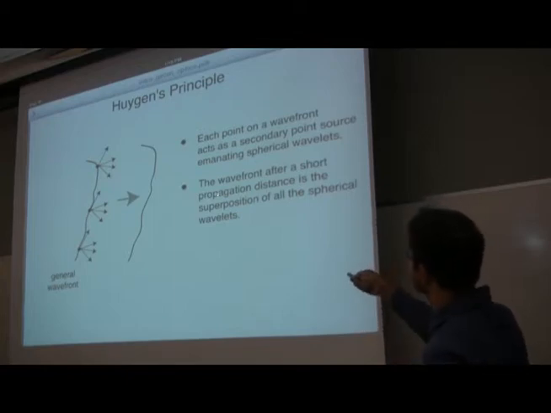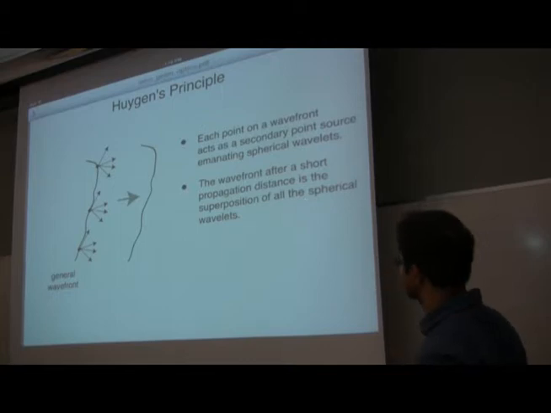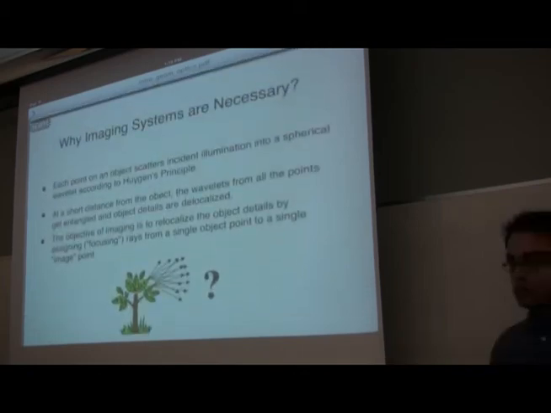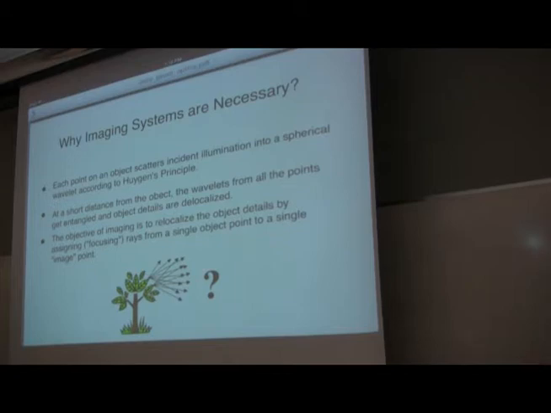So the wavefront after a short propagation distance is the superposition of all the spherical wavelets. That's what each of these points refer to. Now, like I said before, today we're going to talk mostly about imaging systems. So the first question is, why are imaging systems necessary? Say you have an object, and light from each point of the object is going in all directions. The light from this point of the leaf and the light from this point of the leaf is going in all directions. So a little bit away from the object, all the information is mixed. There is no discrimination.